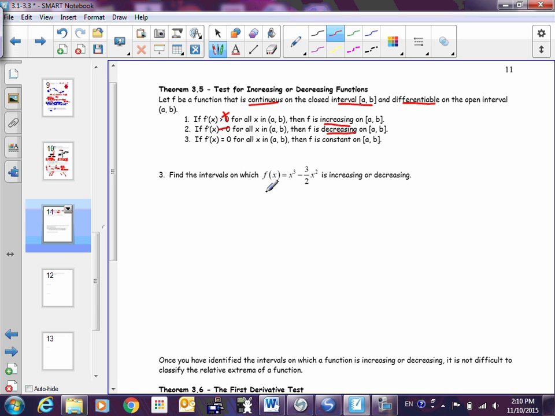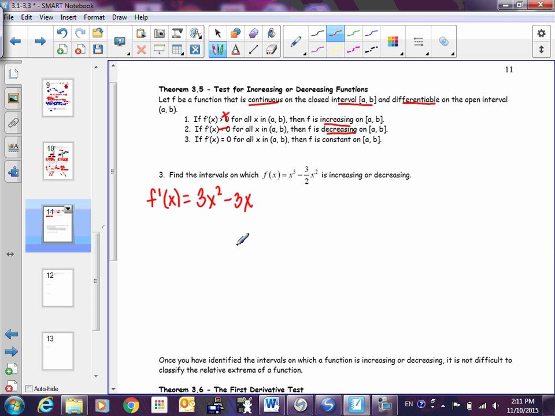So let's apply it to this problem. No matter what we're doing, increasing, decreasing, we have to find the derivative. That's pretty much always going to be the first step. And this is a pretty easy one to start off with. It definitely can get more difficult as the derivatives get messier.